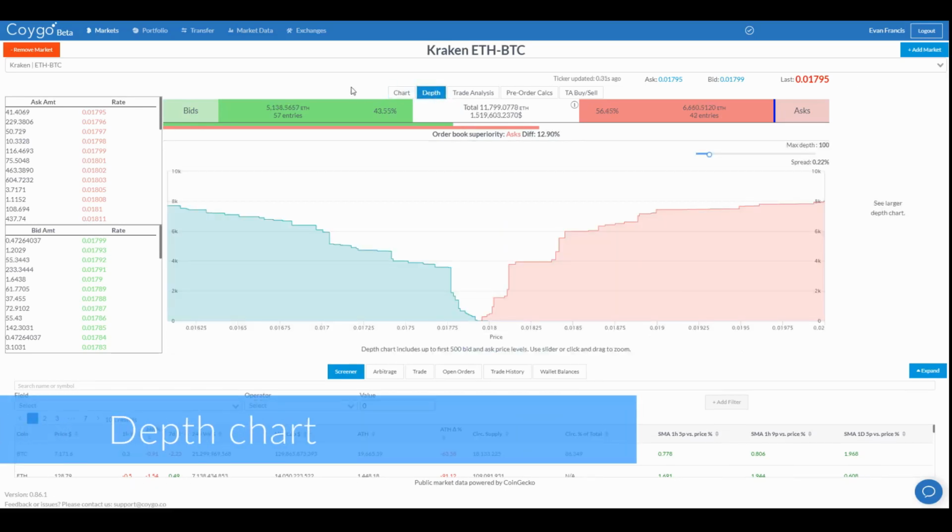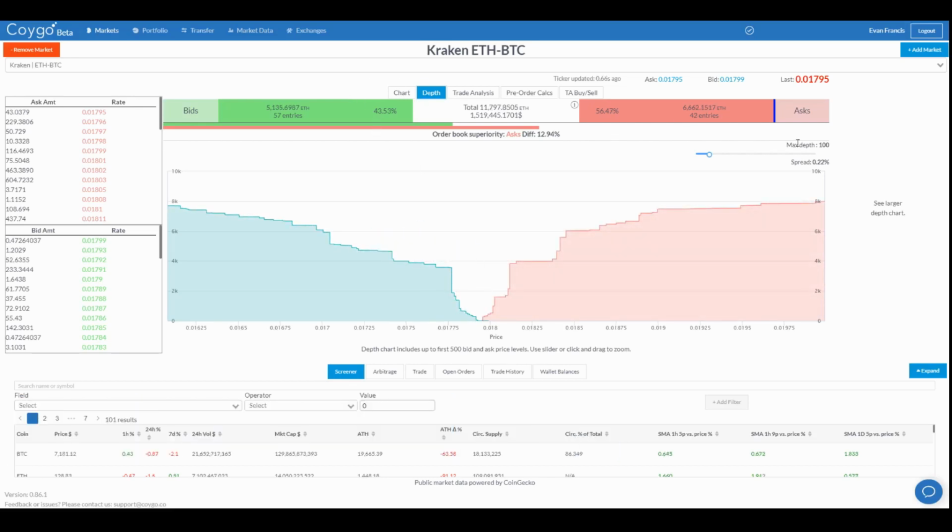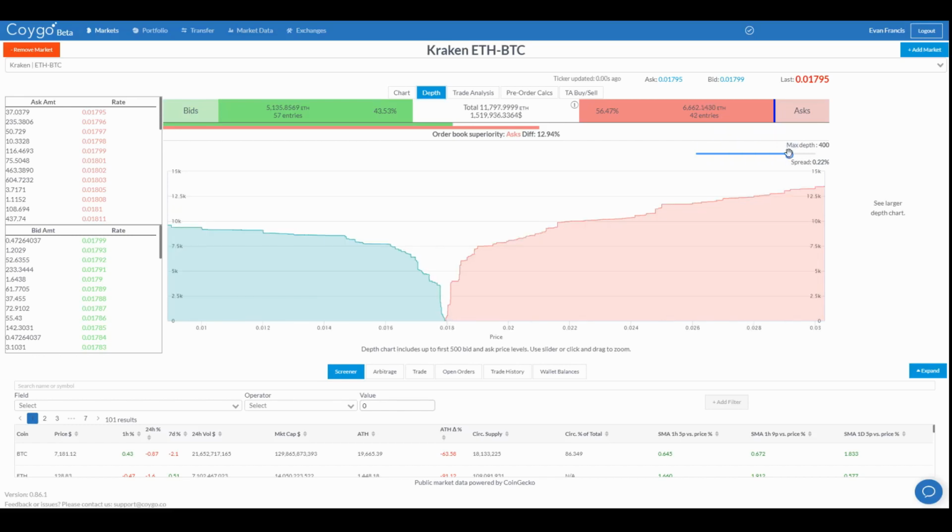Moving on, the next data view that we have is the depth chart. This is a pretty standard depth chart to provide a quick overview, a glance at the order book. By default, we're looking at the first 100 asks and bids, so 100 depth levels, but we can also change that if we want to take a wider look.